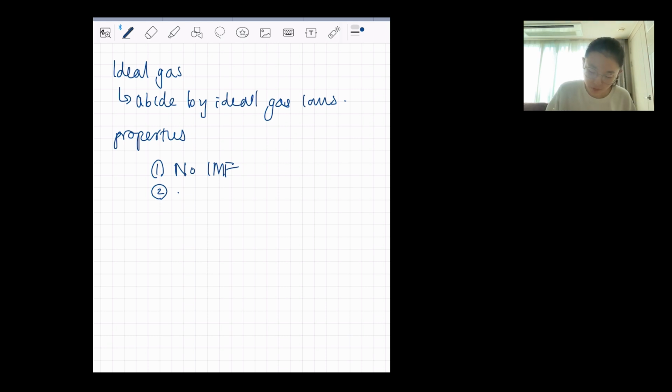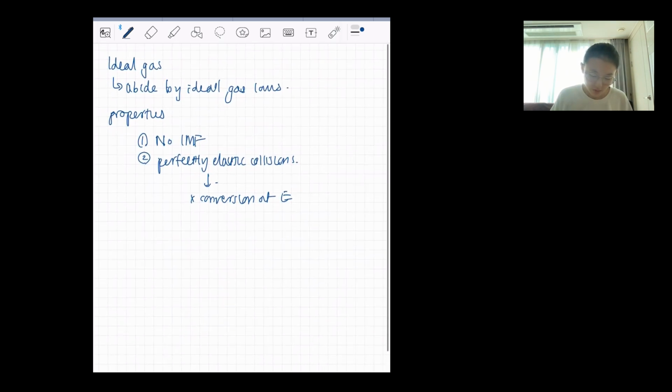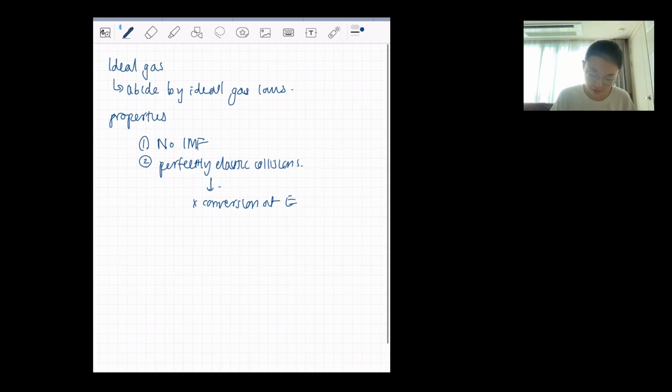Secondly, they undertake perfectly elastic collisions, and I'll explain what that means in just a second. The statement that they undertake perfectly elastic collisions just means that there's no conversion of energy when the particles collide. This is to say that the kinetic energy possessed by one particle before and after the collision is equal. So if we were to hit a particle with another, that wouldn't change kinetic energy into thermal energy in the system. It would still remain as kinetic energy, and that is what's meant by perfectly elastic collisions.